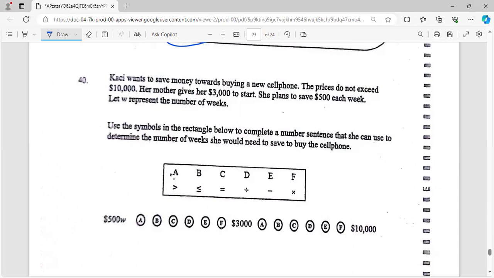Sir, I have the working out, but the W part is kind of confusing because it's supposed to represent weeks, right? Yeah. But look what it says, you're supposed to just read it as 500 W. You choose a symbol, whether A, B, C, or D, and then 3,000, and then you choose another one here, 10,000, to make that statement true. Okay. So they don't want you to work out the answer. They just want you to set it up in an expression. It's really an expression, but they find a creative way to do it.